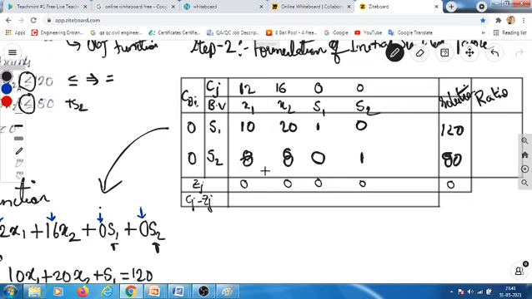Our next step is to calculate Cj minus Zj. What is Cj? Here at the top, these are our Cj values: 12, 16, 0, 0. Zj values are 0, 0, 0, 0. So, Cj minus Zj is 12 minus 0, the value is 12. 16 minus 0, the value is 16.